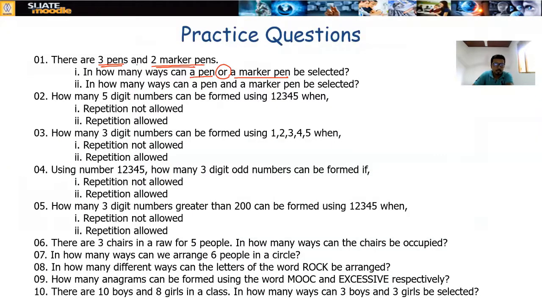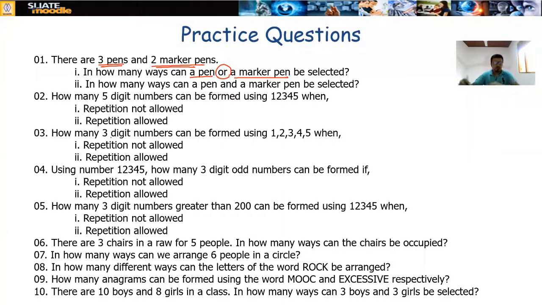To select a pen, we have 3 options. To select a marker pen, we have 2 options. If we need to select a pen or a marker pen, it means altogether we have 5 options, one out of these 5.